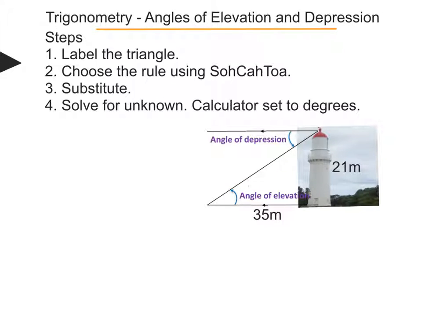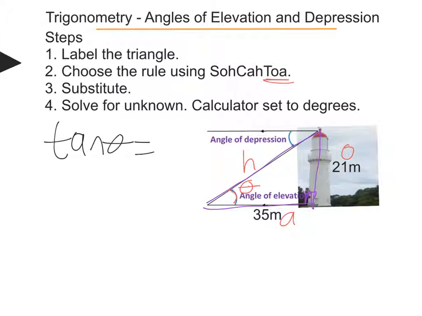So we start off by labelling the triangle, and the triangle is actually here. And the right angle is in this corner here at the bottom of the lighthouse. So if I'm labelling it, this is the hypotenuse, the angle is here, and that's theta. So this will be the adjacent and that'll be the opposite. So for this one here, I've got opposite and adjacent, which is tan. So I'll be writing tan theta equals opposite over adjacent.